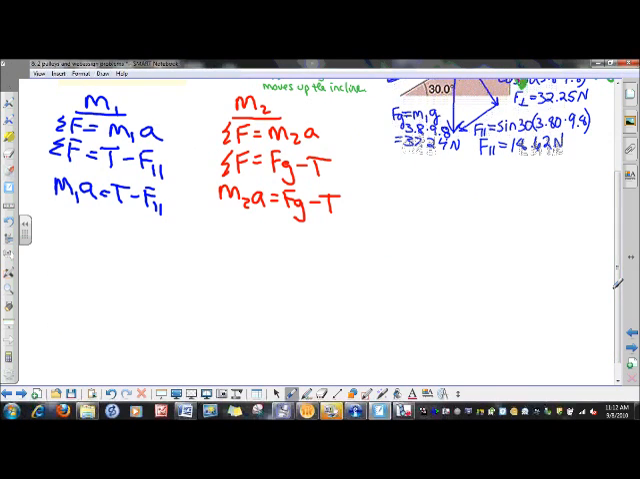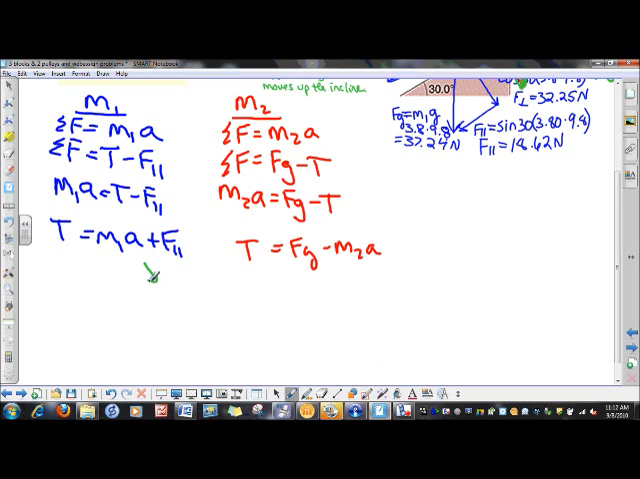What do we isolate for? We're looking for A, so we should isolate T. If we isolated A, T would go away. So we want to isolate T. Jack amused himself. That's so cute. So let's isolate T. T equals M1A plus F parallel. Over here, we got T equals FG minus M2A.